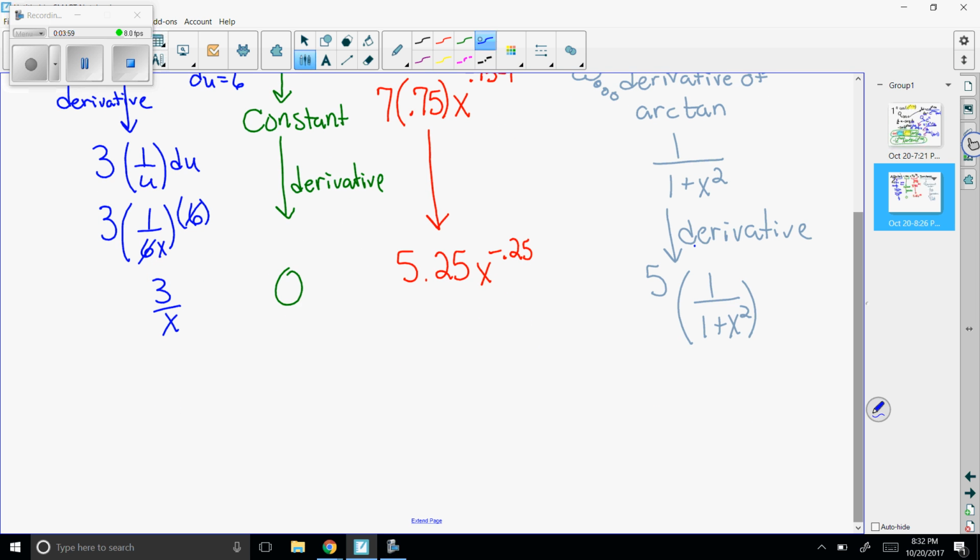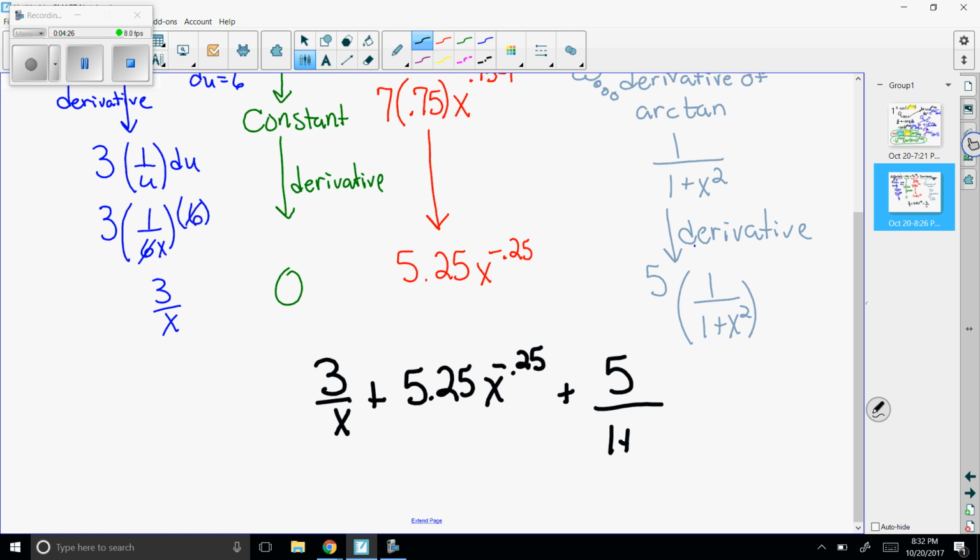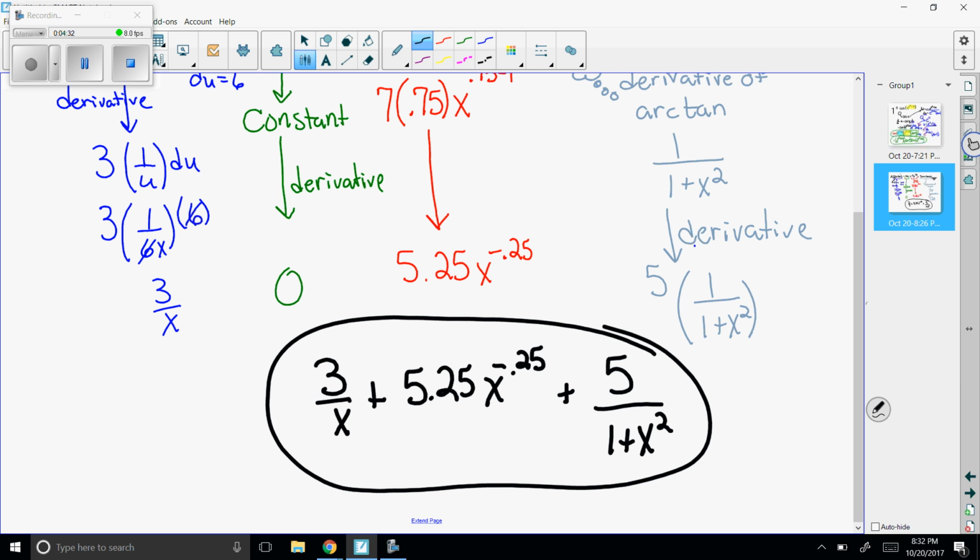So if I write my answer, I have the derivative of each term. Your answer is going to become 3 over x. I think that was a plus sign there. Plus 5.25, which you had 7 times 0.75, so you are close, x to the negative 0.25 plus 5 over 1 plus x squared. Now, from the results of your answer, I'm gathering that you don't have to simplify that anymore by coming up with a common denominator. So again, you are so close with your answer.